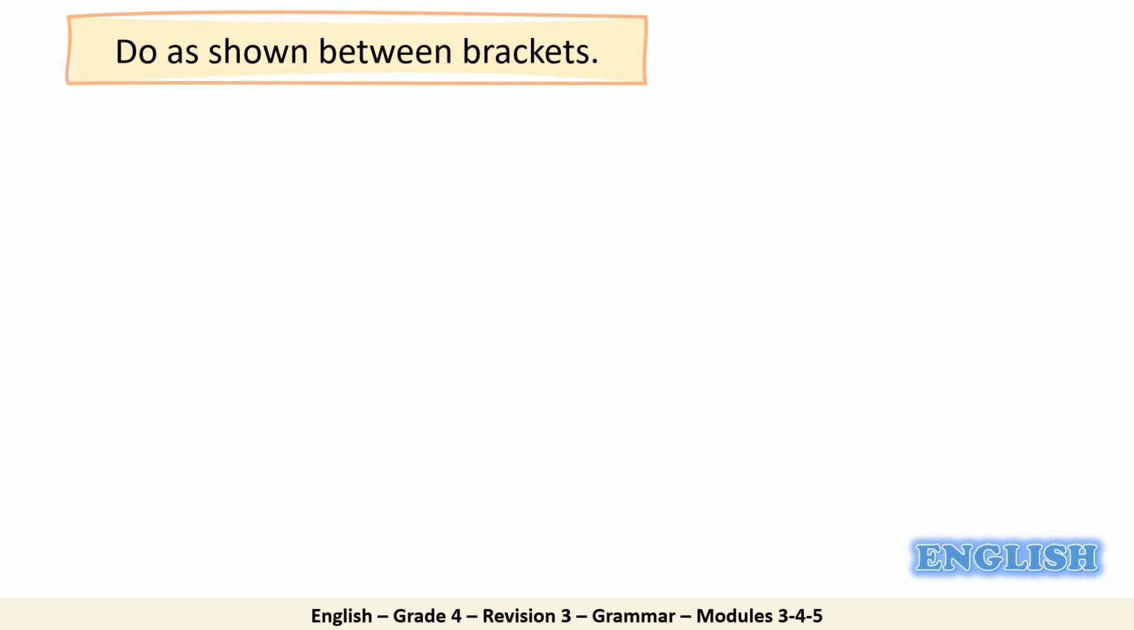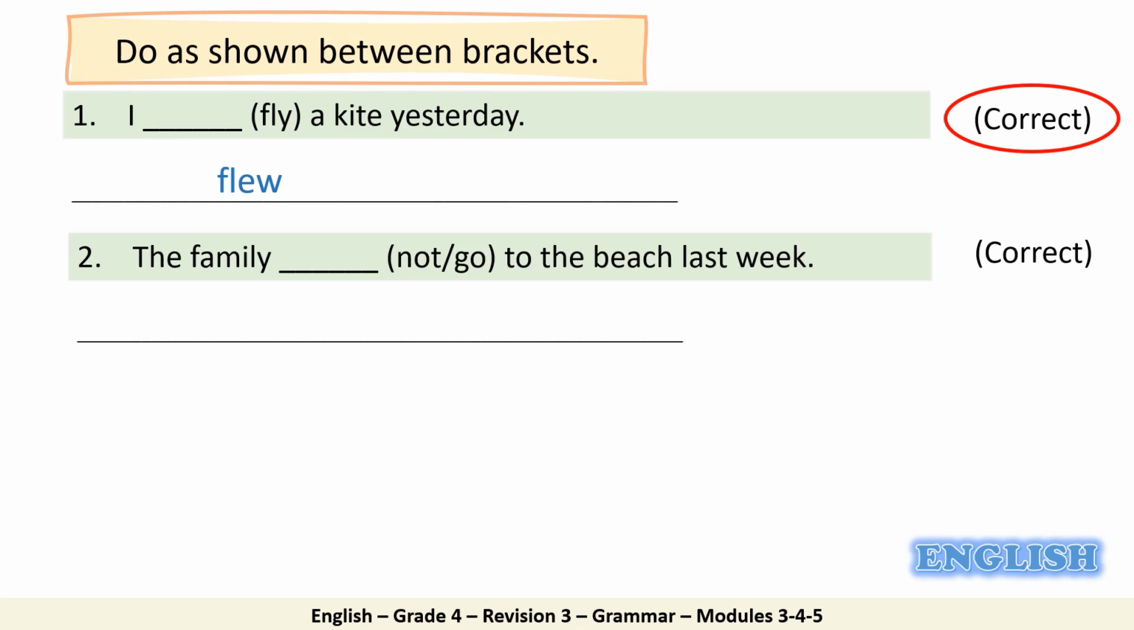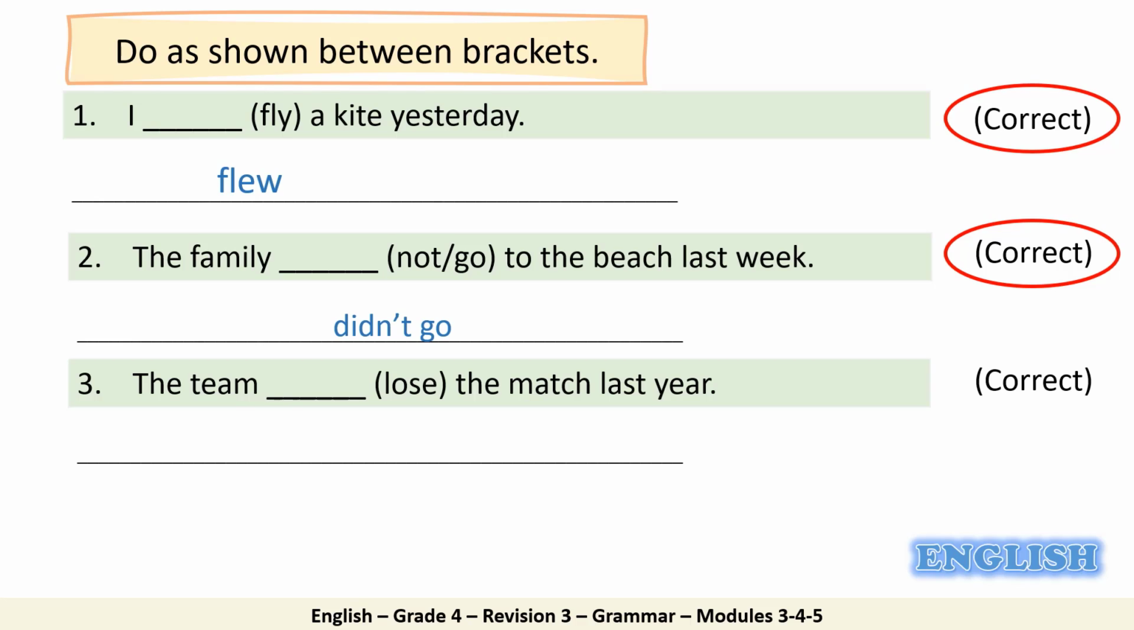Now let's do the next activity. Do as shown between brackets. Number 1. I fly a kite yesterday. Let's correct the verb between brackets. We have yesterday, so we would say I flew a kite yesterday. Number 2. The family, blank, not go, to the beach last week. Let's correct the verb. The family didn't go to the beach last week.